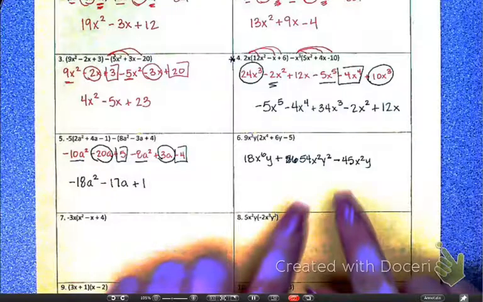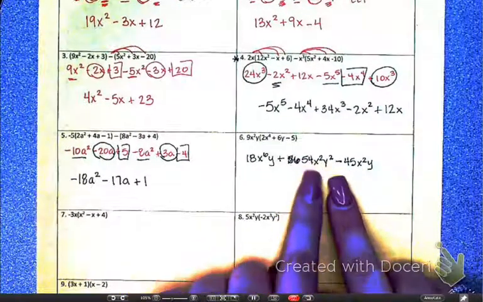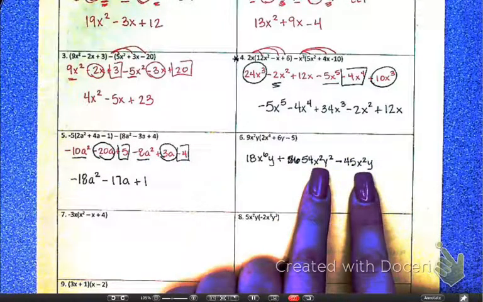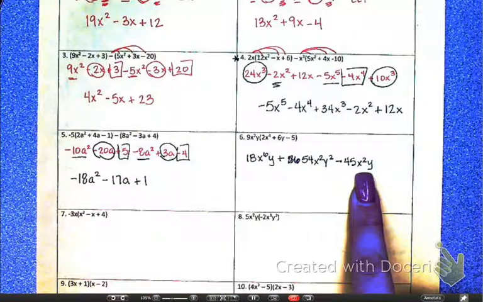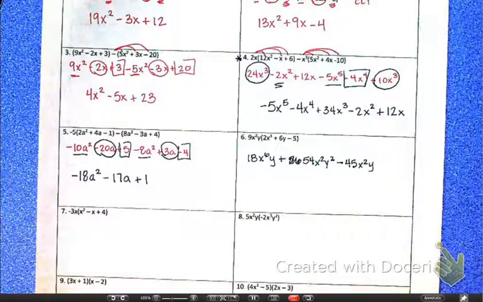They saw these x squareds and automatically wanted to combine those. But this is x squared y squared, and this is x squared y. They're not considered like terms because the variables and exponents aren't exactly the same. So none of those are like terms. You literally leave it as is. Okay, and we're going to leave that as standard form.